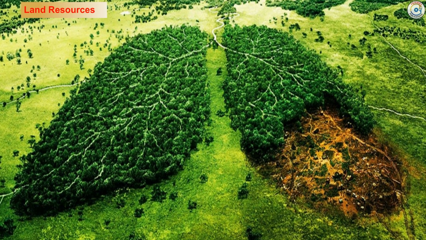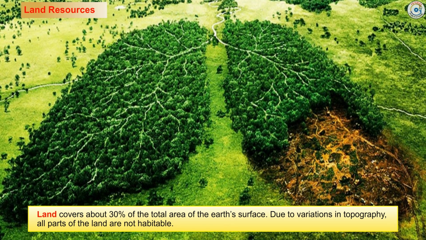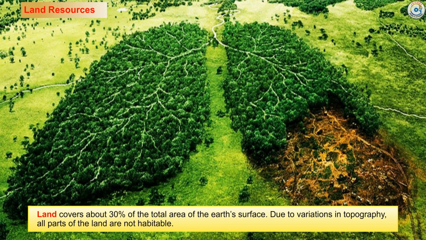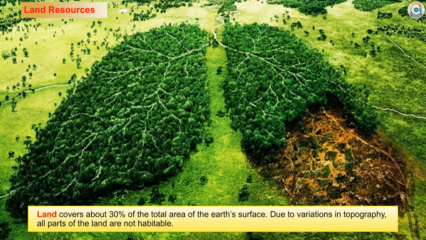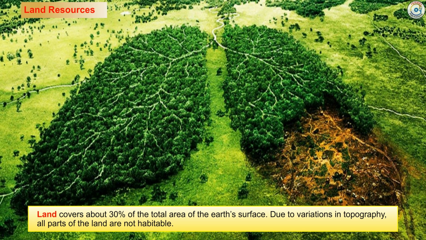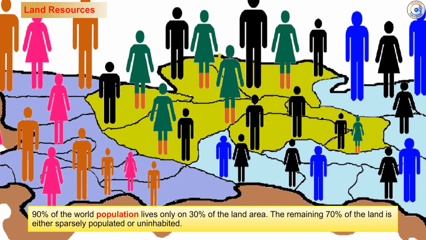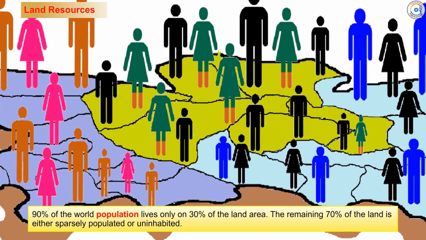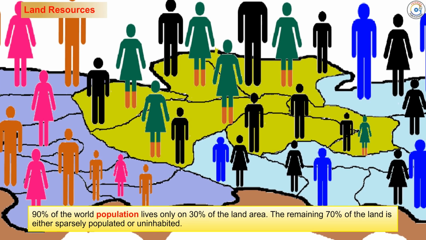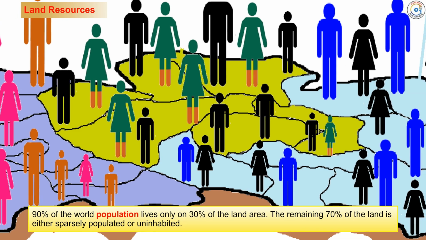Land resources. Land covers about 30% of the total area of Earth's surface. Due to variations in topography, all parts of the land are not habitable. 90% of the world's population lives only on 30% of the land area. The remaining 70% of the land is either sparsely populated or uninhabited.